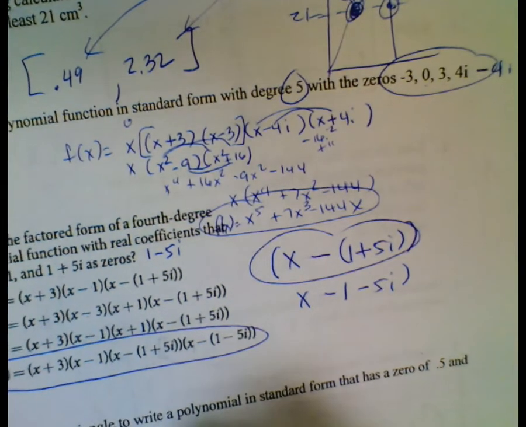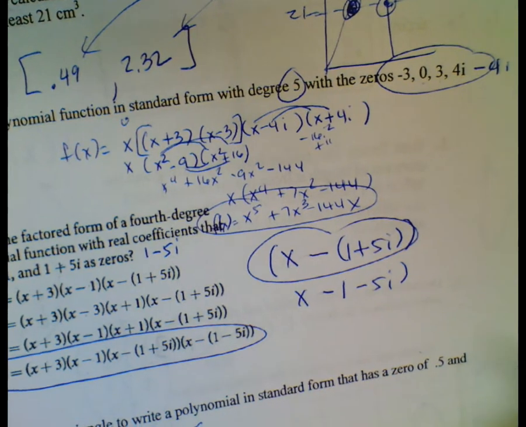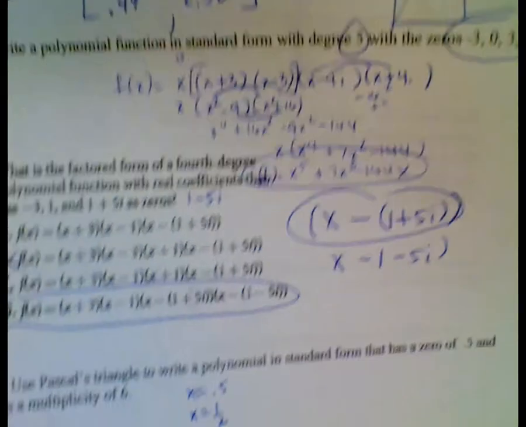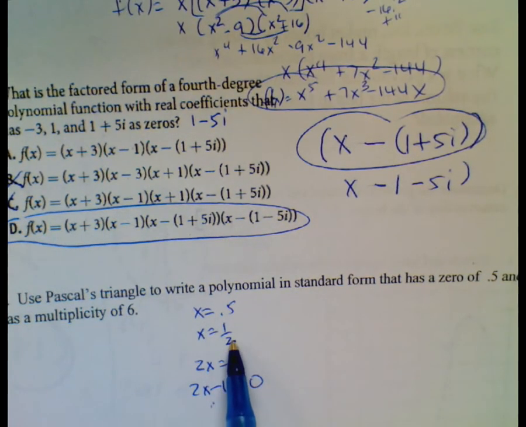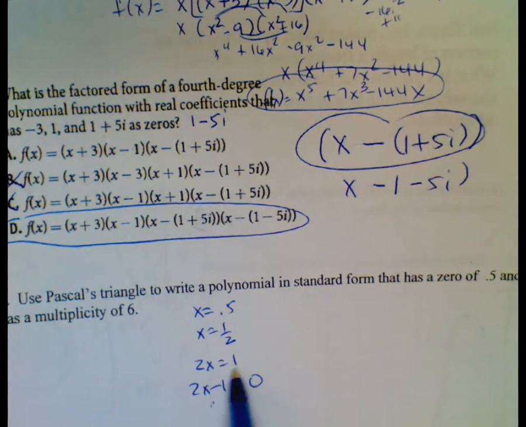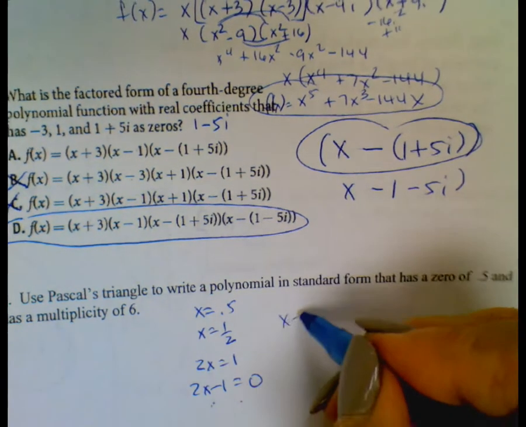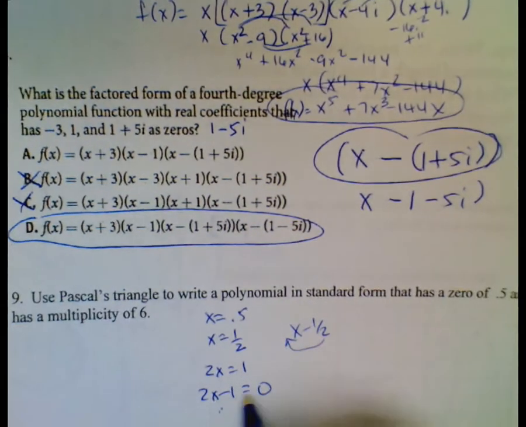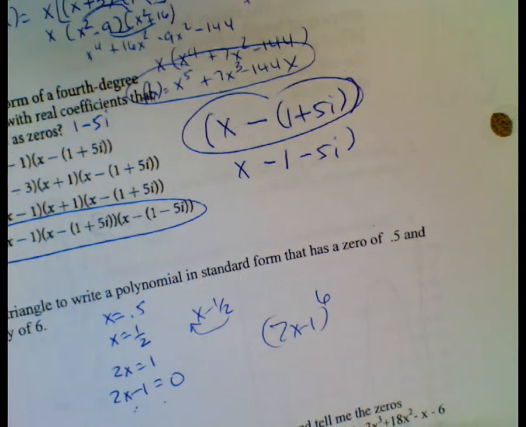You have a zero of 0.5, which is the same thing as saying x equals 1/2. So if you multiply both sides by 2, you get this. This is the factor. Oops, sorry guys. 0.5 is 1/2. Multiply both sides by 2. Subtract 1. 2x minus 1 is the factor for 1/2. So it's 2x minus 1 with multiplicity of 6.